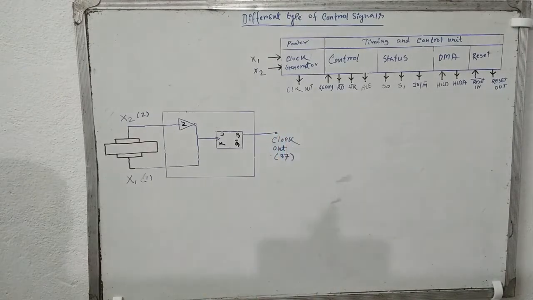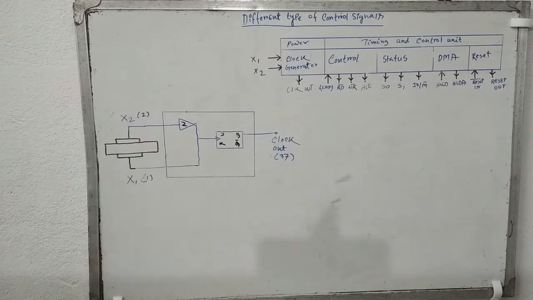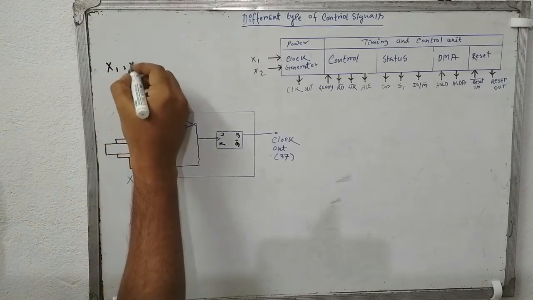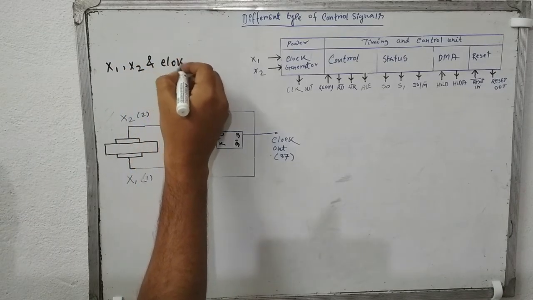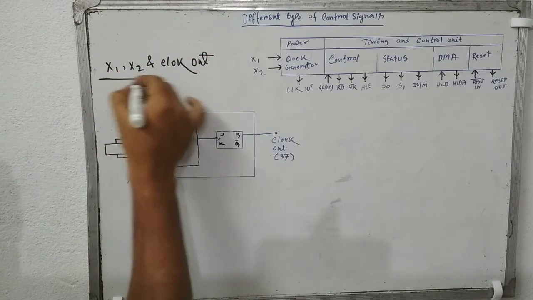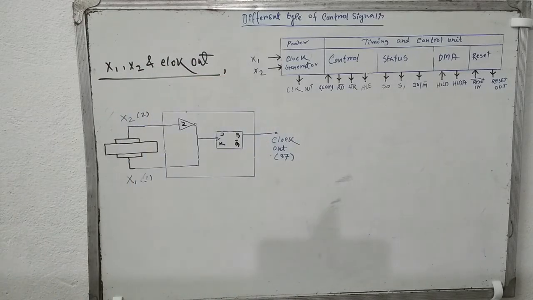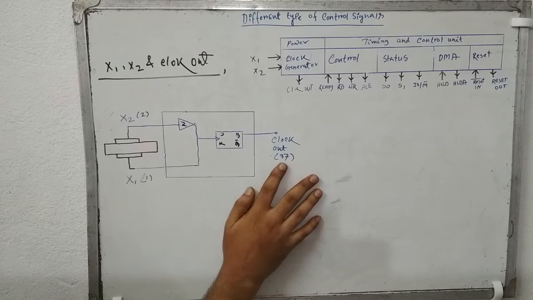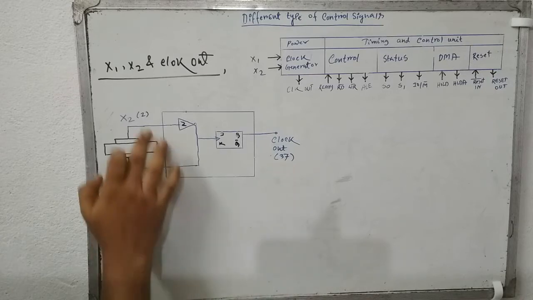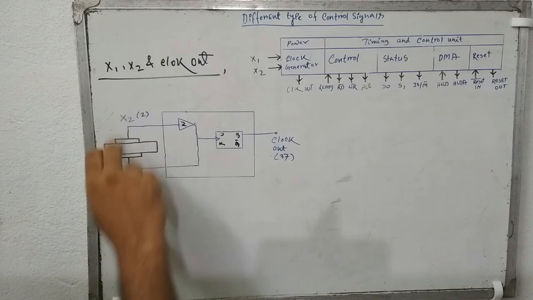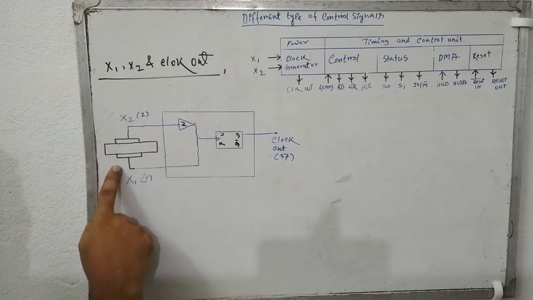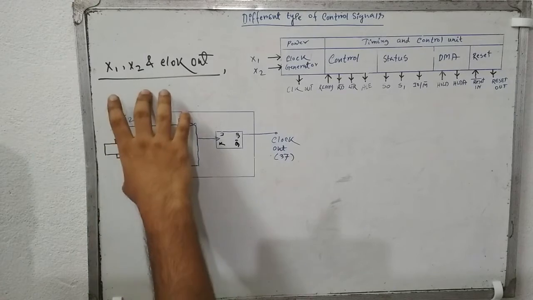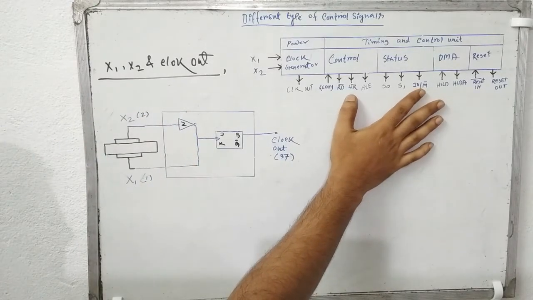Here I have taken our first control pins, which are X1, X2 and clock out. These three are our first control pins. As you can see, X1, X2 and clock out, and the pin numbers are also depicted here: 37, 1 and 2. This X1, X2 is connected with a quartz crystal oscillator, which provides the oscillations to the timing and control unit.